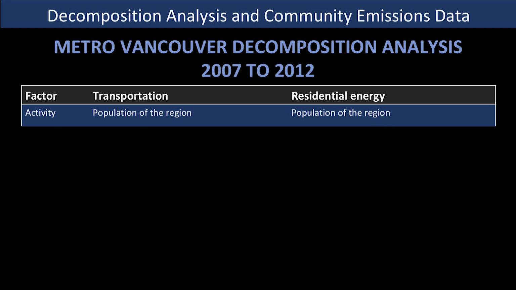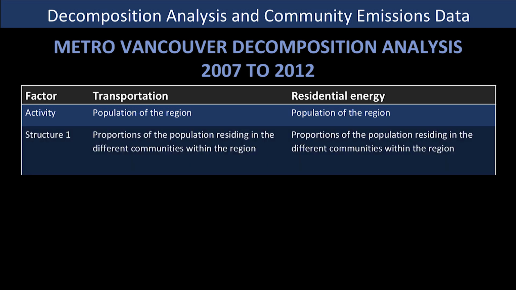In this way, we're saying the activity is how many potential emitters do we have? How many potential people do we have that might cause emissions? This first structure factor is the population of people living in different places. Are they living in an urbanized Vancouver or a more suburban place like Port Moody, right? So that could have different implications for energy use and transportation.